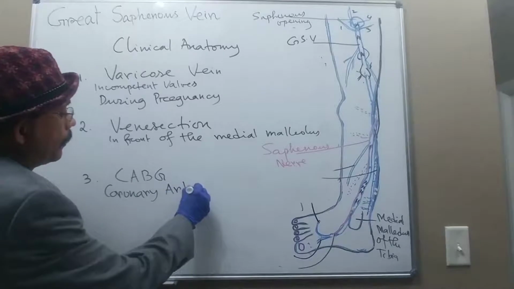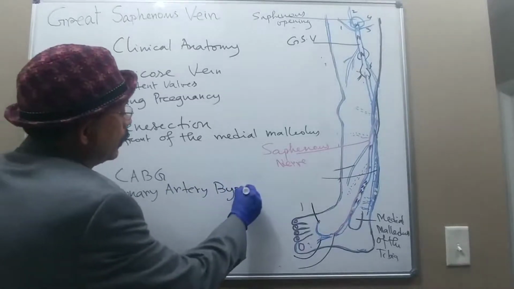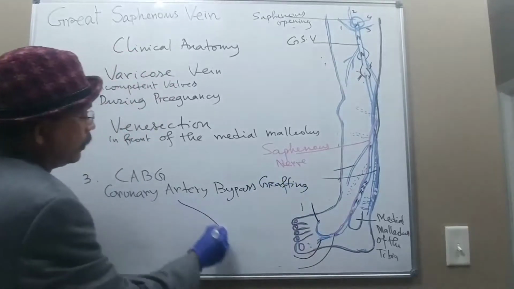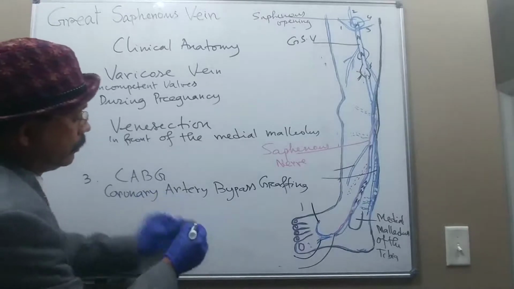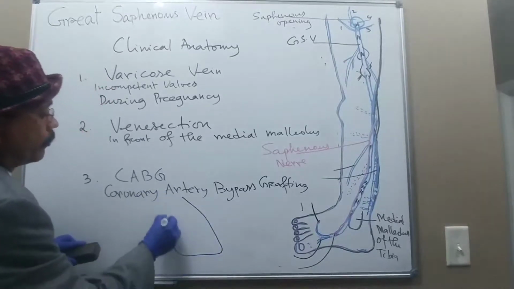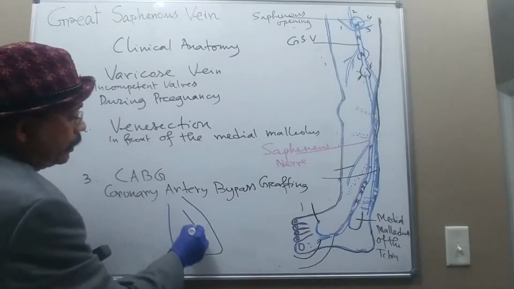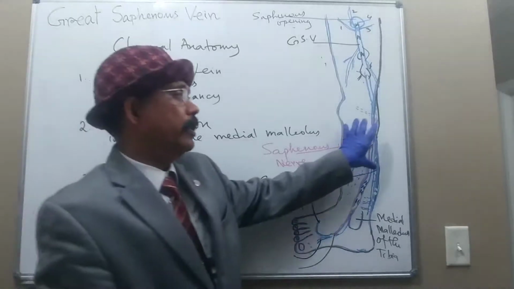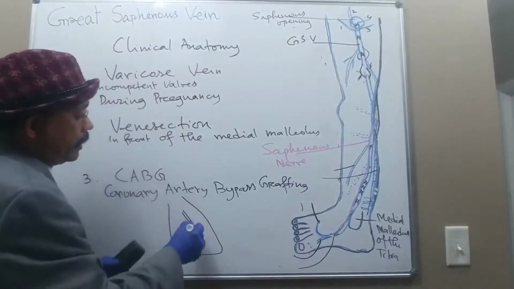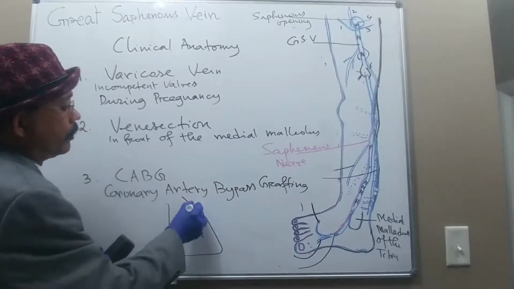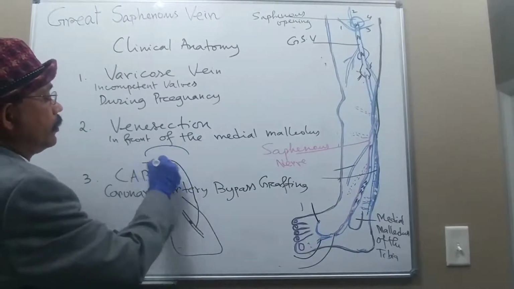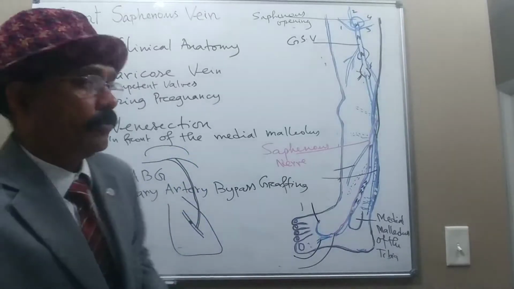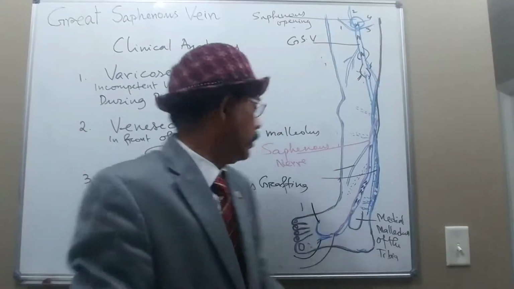Then coronary artery bypass grafting. This is done when the heart artery, especially the left coronary artery or the right coronary artery, is blocked. Then a piece of the saphenous vein is taken out and it should connect the distal part of the block to the arch of the aorta, by the great saphenous vein. That is the idea, coronary artery bypass grafting.